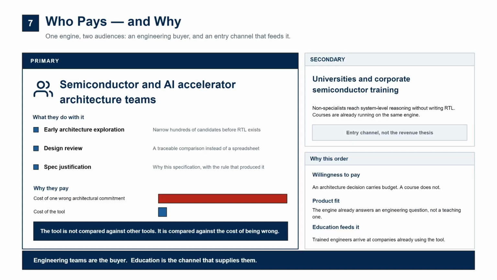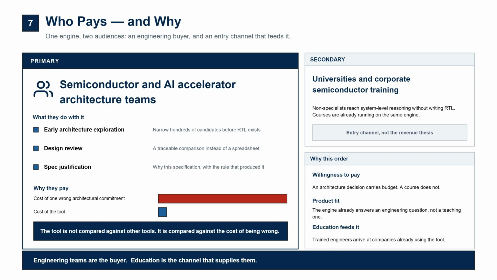The primary customer we envision is an architecture team in the semiconductor or AI accelerator industry. These teams need to narrow large design spaces before RTL exists, compare alternatives during design review, and justify why a particular specification was selected. The economic argument is straightforward. PPACT Studio should not be evaluated only against the price of another software tool.